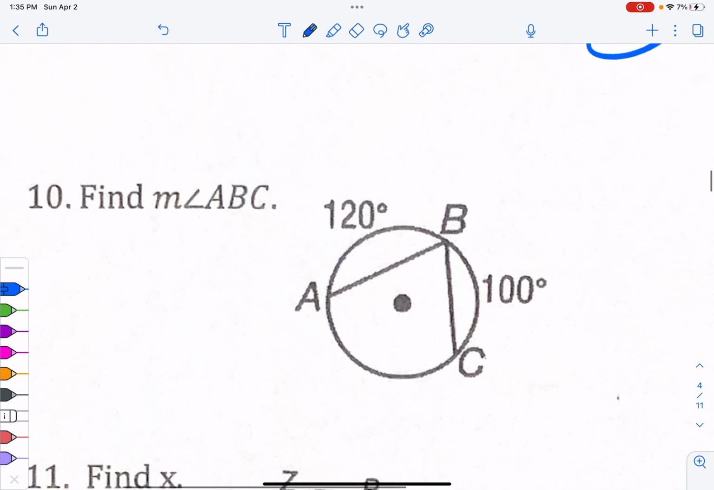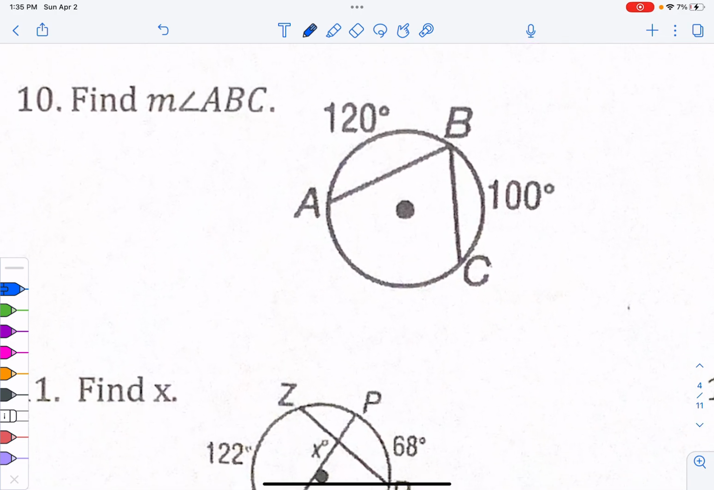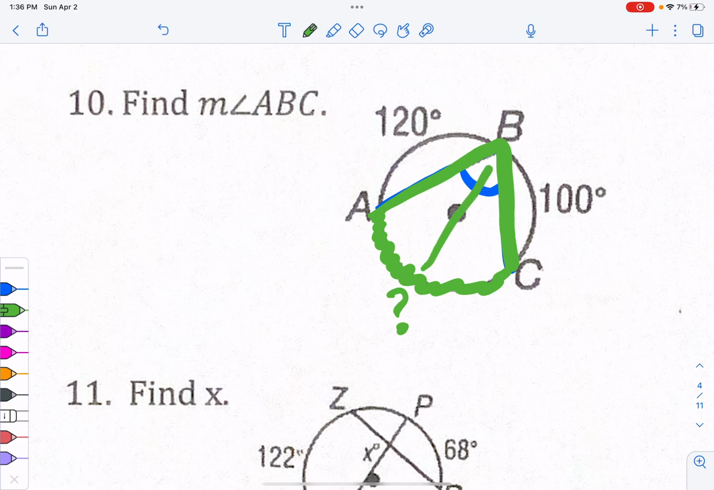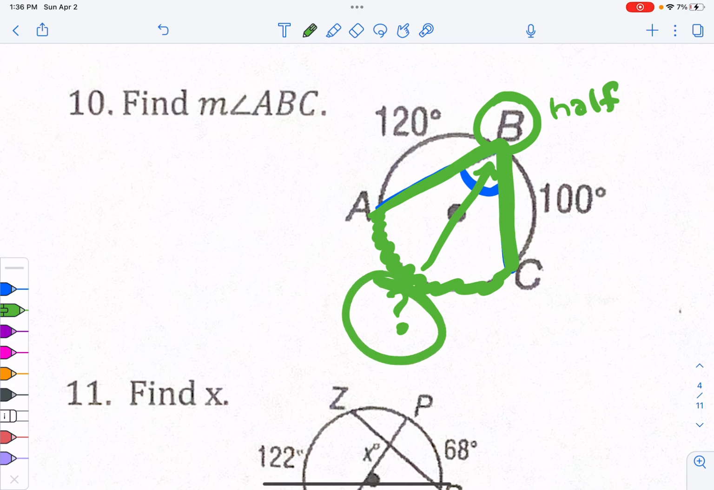All right, number 10. They want to know the measure of angle ABC, which is this guy right here, okay? We have a formula that says if we know the measure of this arc, and we pull it back like a bow and arrow all the way across the circle, this angle is going to be half of what this arc right here is, whatever that measure is. Now we can find the measure of that arc.